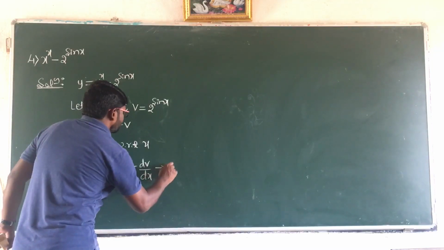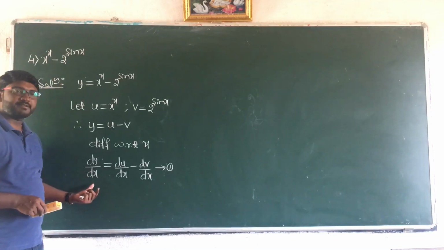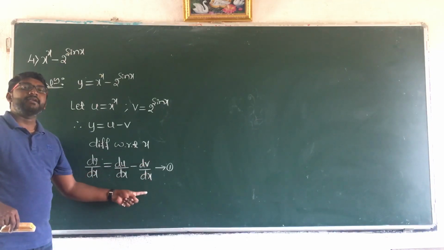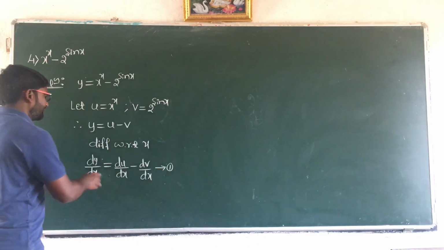So I call this equation number 1. In order to have dy by dx, we have to calculate du by dx as well as dv by dx and then substitute in this particular equation. So let us go ahead with this now.